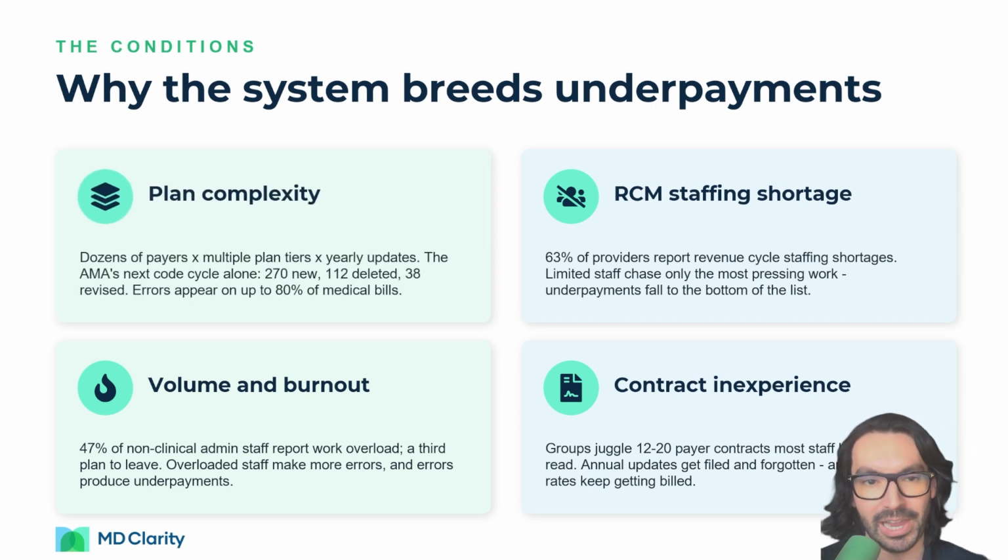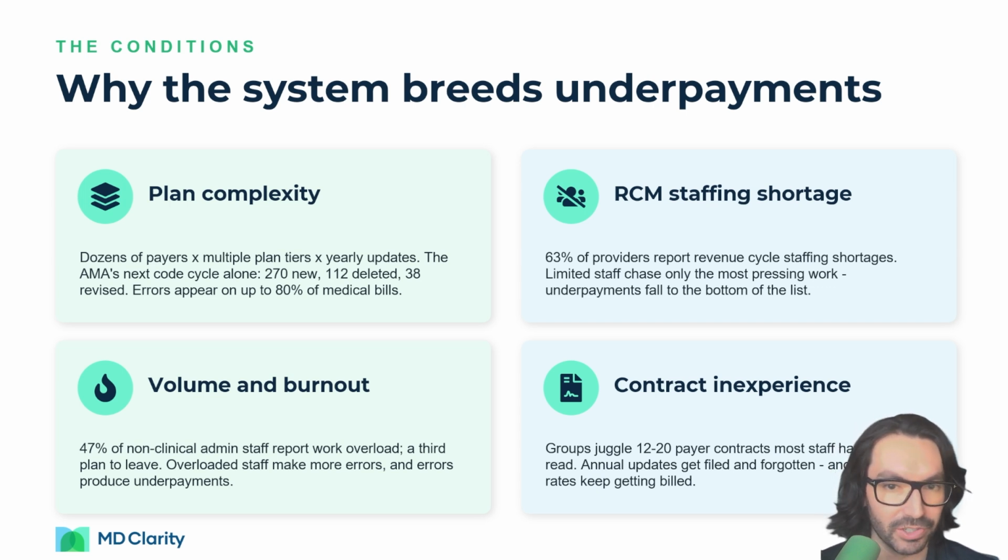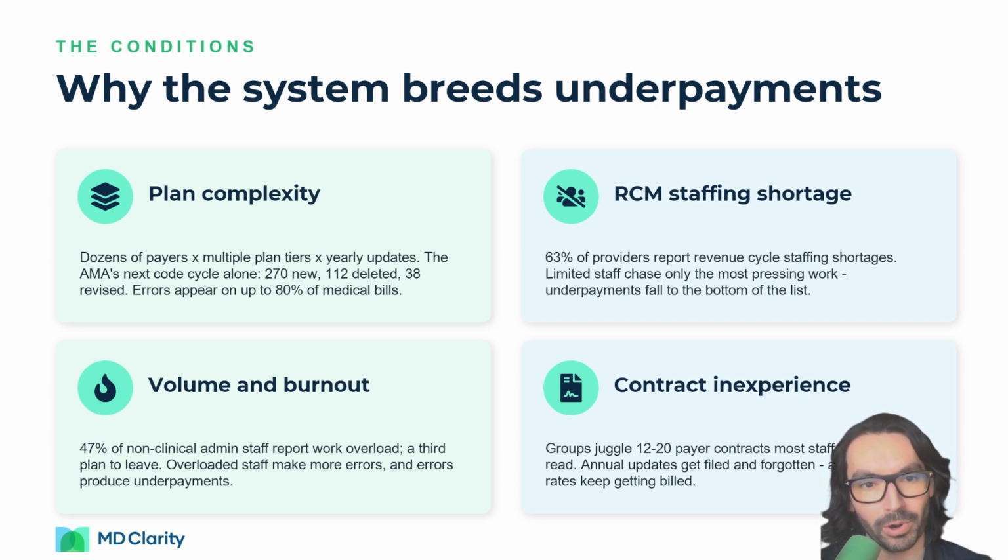1. Plan complexity. A typical provider group bills dozens of payers, each offering multiple plan types, each updating restrictions yearly. Add the AMA's annual code updates, 270 new codes, 112 deletions, 38 revisions for next year alone, and precision becomes nearly impossible. The Kaiser Family Foundation found 43% of adults believe they received a medical bill containing an error. Some estimates say errors exist on 80% of medical bills.